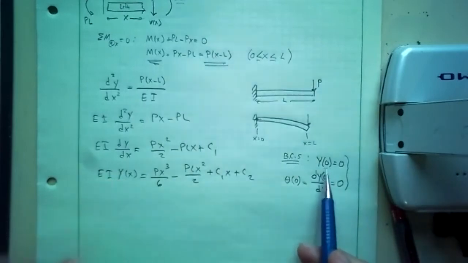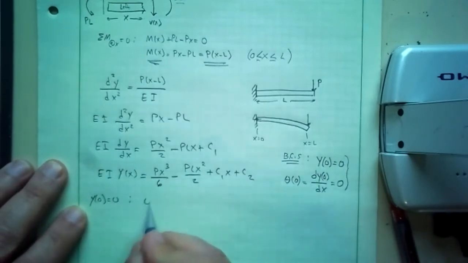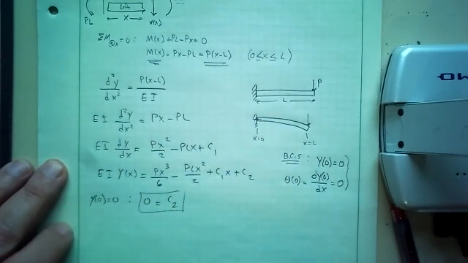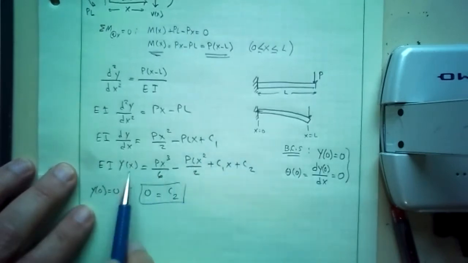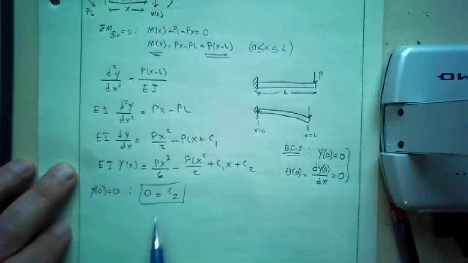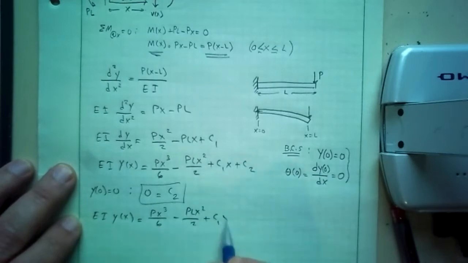So first of all, I'm going to apply the first one. y at x equal to 0 is equal to 0. So this is 0 is equal to 0, 0, 0, c2. Right? And I put in x equal to 0. These three terms are 0, and that's also y at 0 is 0. So that's what I get, c2 is equal to 0. So now I have this equation that is EI y of x is equal to Px cubed over 6 minus PLx squared over 2 plus c1x.